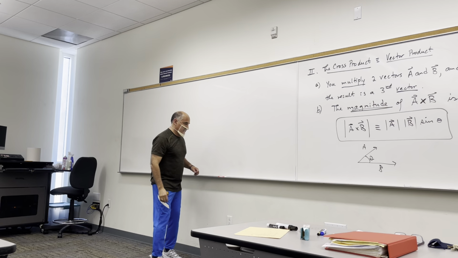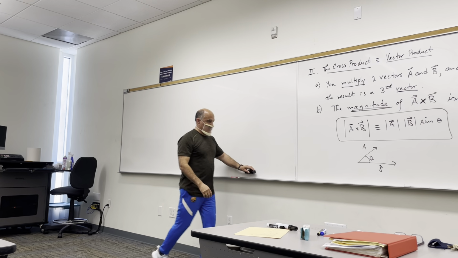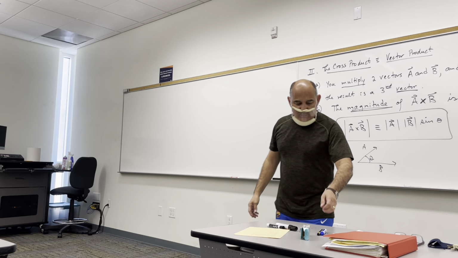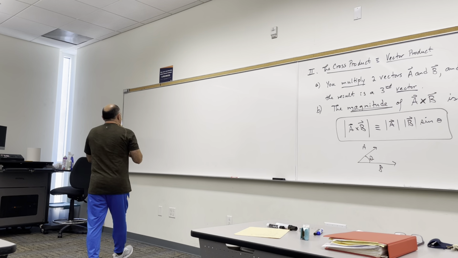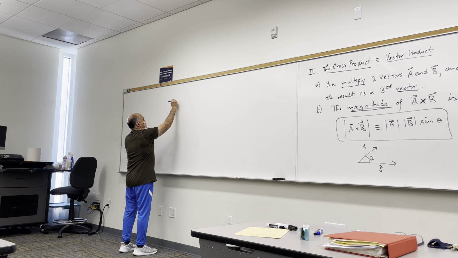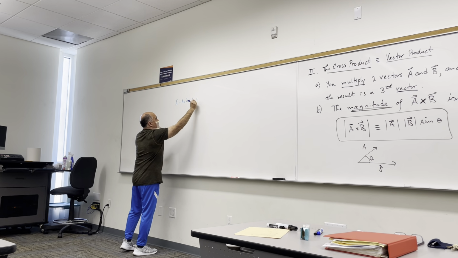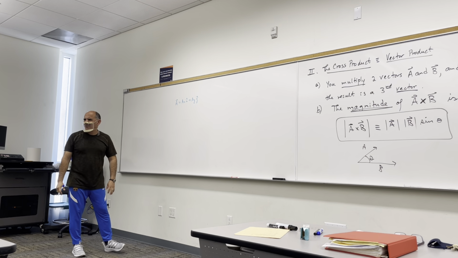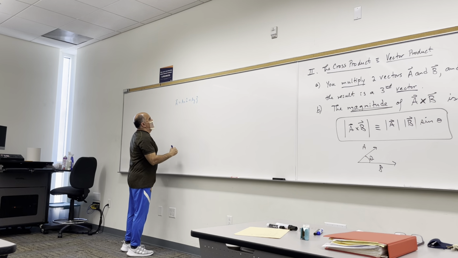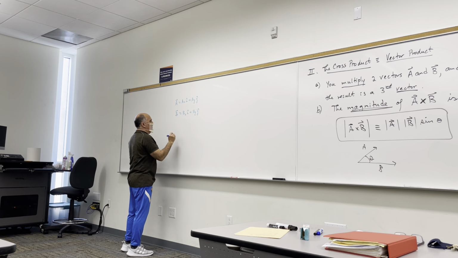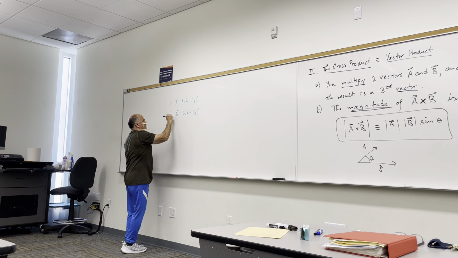I mean, to touch on that, suppose A is ax i hat plus ay j hat. Suppose this is a vector in 2 dimensions. Just keep it simple. Right? And vector B is bx i hat plus by j hat, right? And I want to know, so this is given.